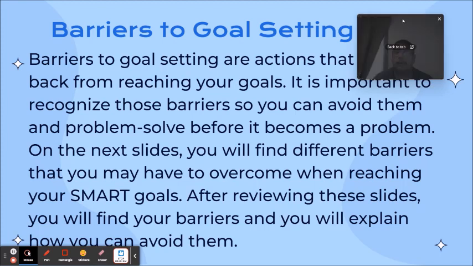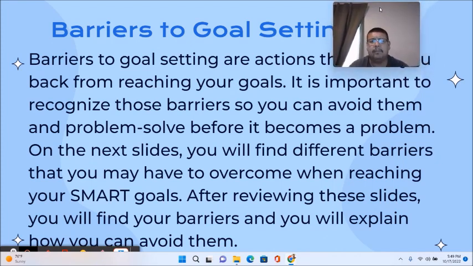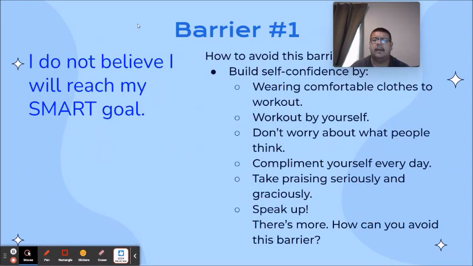So, barriers to goal setting. Let's go ahead and read this slide. Barriers to goal setting are actions that hold you back from reaching your goals. It is important to recognize those barriers so you can avoid them and problem solve before it becomes a problem. On the next slides, you will find different barriers that you may have to overcome when reaching your SMART goals. After reviewing these slides, you will find your barriers and you will explain how you can avoid them. Let's go ahead and get started. There are lots of barriers to goal setting, but I'm only going to show you 8 of them.